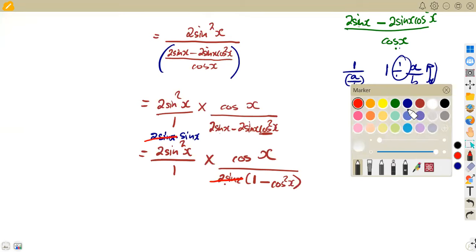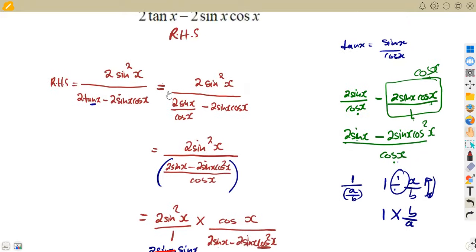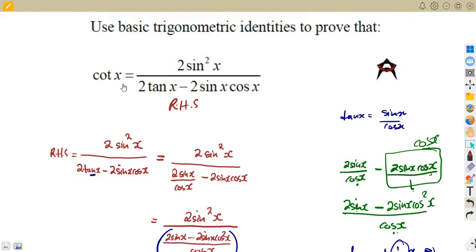But now there's nothing to cancel. So what we are going to do, we are just going to combine. We are left with sine x. Here we are left with cos x. We are going to multiply these two. So it's sine x cosine of x, everything over 1 minus cos squared x. We are going to remain with 1 minus cos squared x. But we are not yet there, because our answer here is supposed to be cot x.